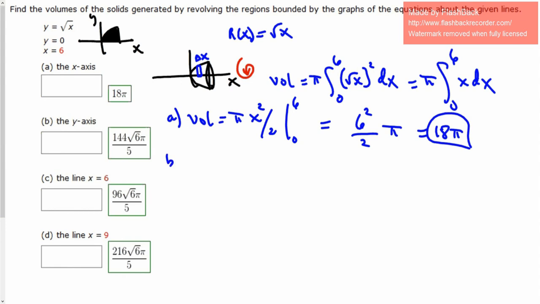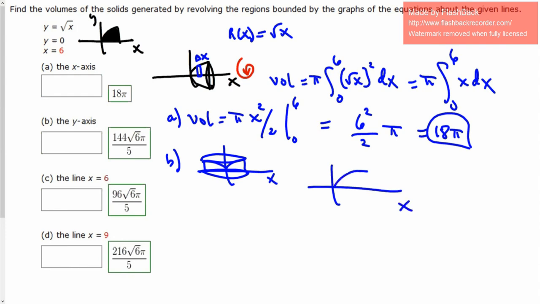Now for part B, it says here that you're revolving about the y-axis. So it's looking like this kind of cylinder. Now I need to just graph exactly what I need. Remember, this guy here is going to 6. If that's going to 6, that means that this height on y is y equal to the square root of 6. So this is the square root of 6 here.